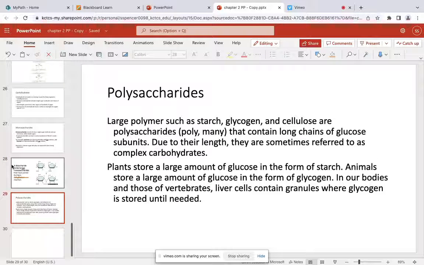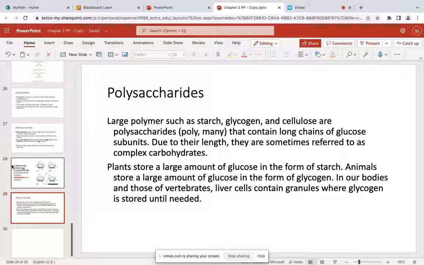And we have polysaccharides, right? Disaccharides, we have polysaccharides. Polysaccharides are just large polymers such as starch, glycogen, and cellulose. We'll go over these individually and why they are important. But essentially, cellulose is going to be an important polysaccharide for plants. It's a structural polysaccharide that plants are going to use, and glycogen is going to be present within animals.